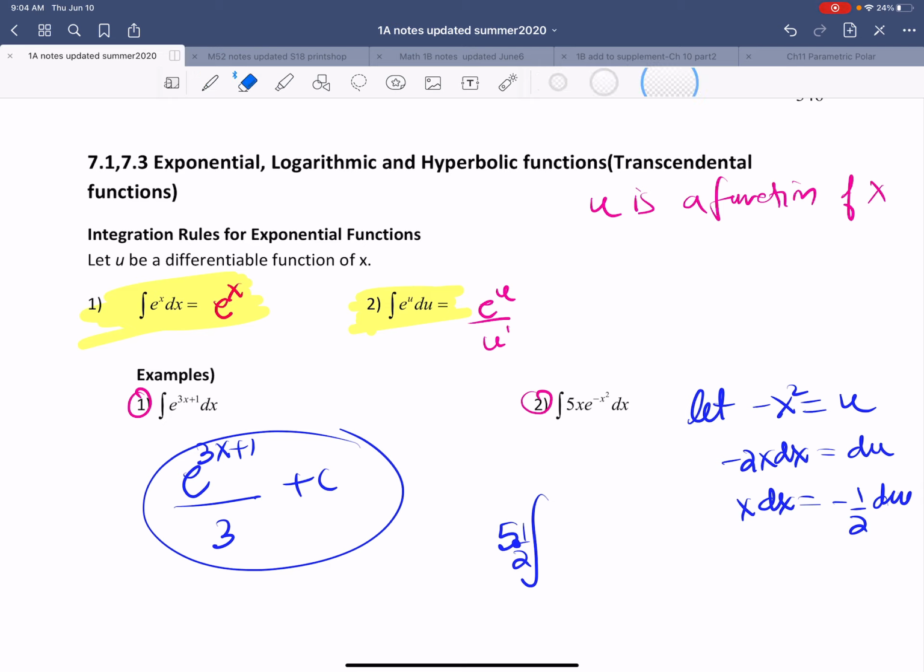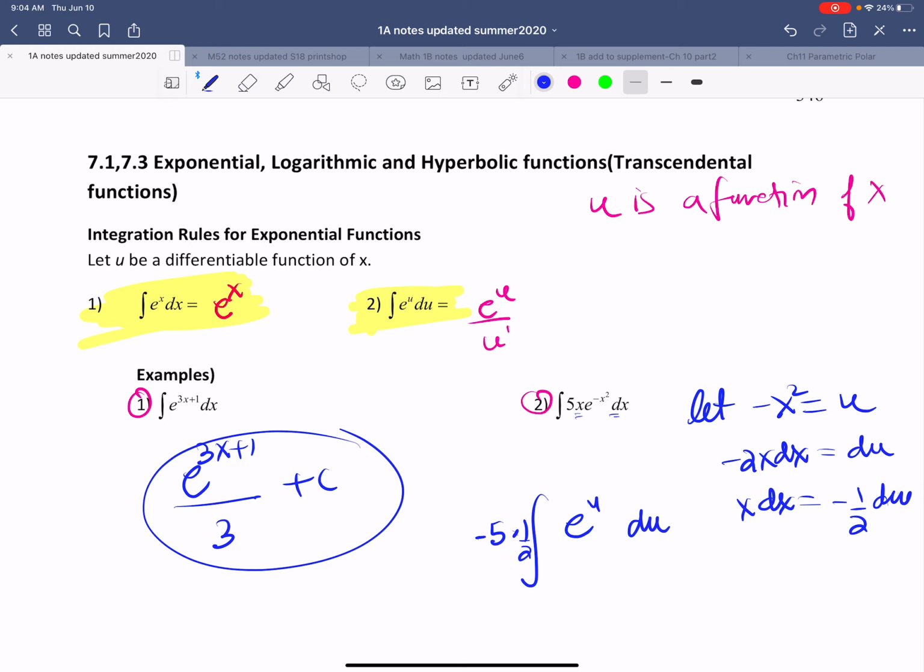5 times negative half can be pulled out. The negative is also there. And then x dx will be du, and 5 is already out. This would be e to the power u.